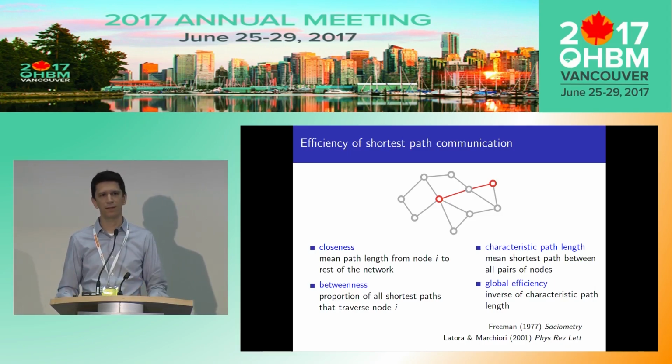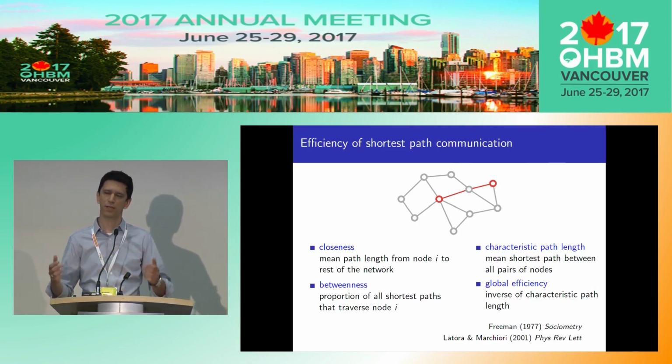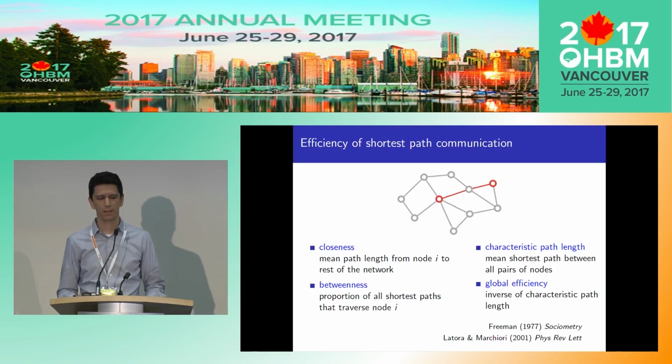Because if the path length is quite low, if its closeness is quite high, then that area is optimally positioned to exert influence and to broadcast information to the rest of the network.